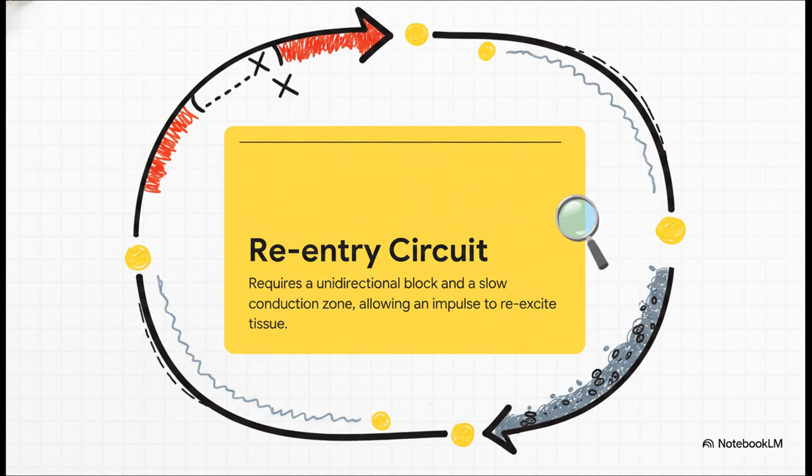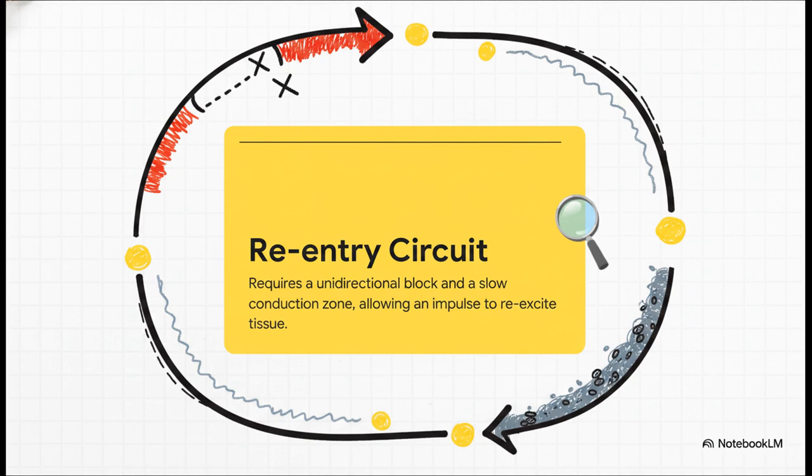Things like AVNRT, atrial flutter, and ventricular tachycardia. Now, for reentry to happen, 2 critical conditions absolutely must be met. First, you need an area of abnormally slow conduction, often caused by ischemia or scar tissue. And second, you need a unidirectional block, where an impulse can travel down one pathway but not the other.